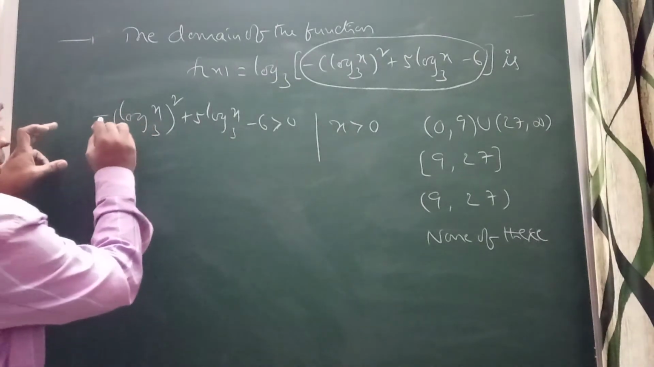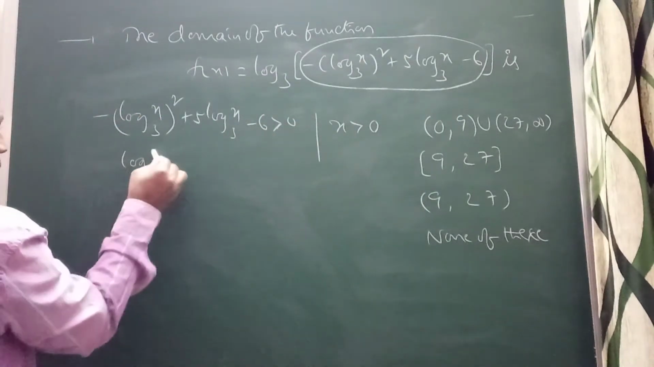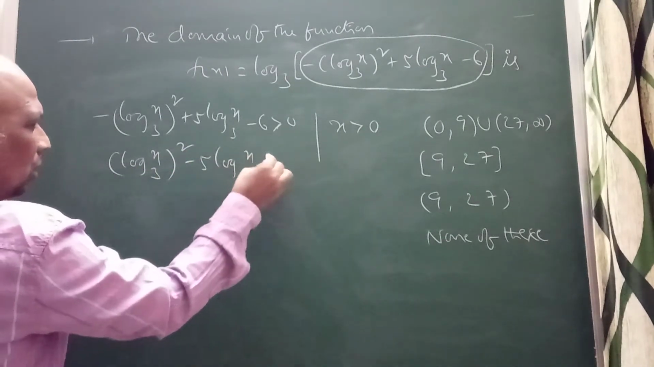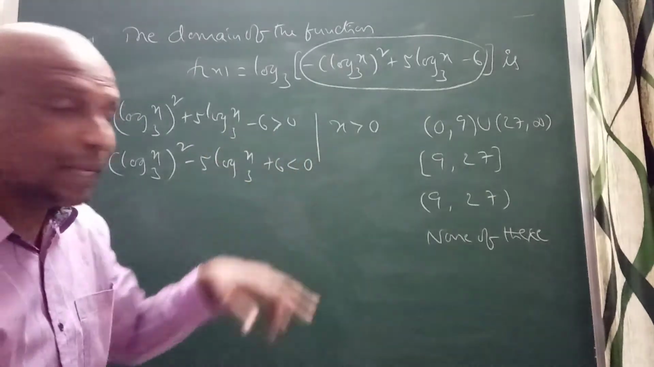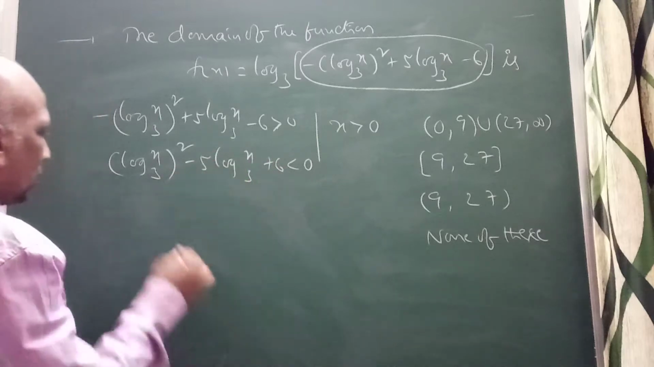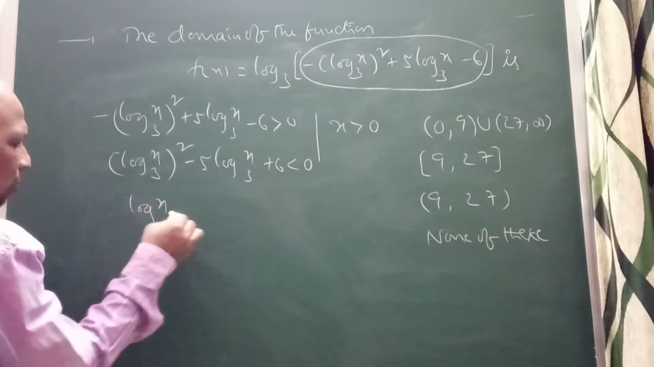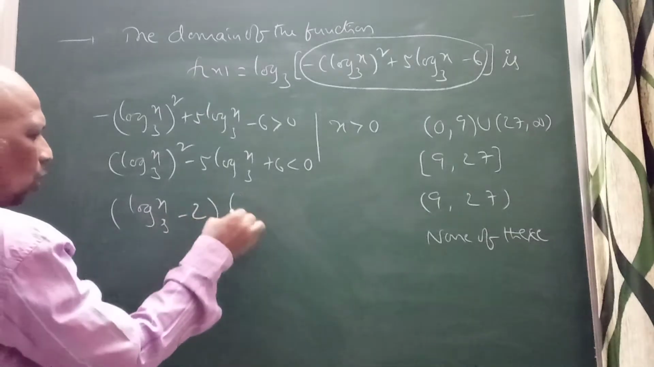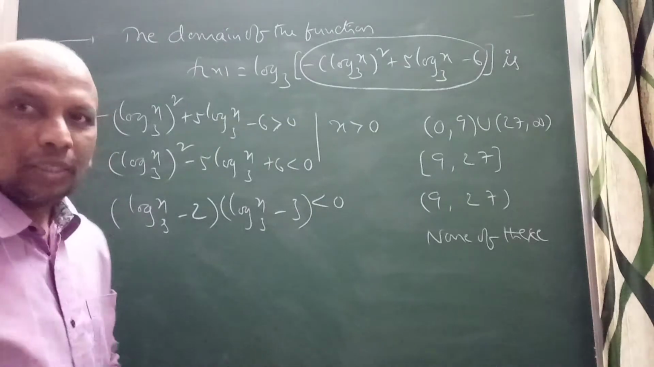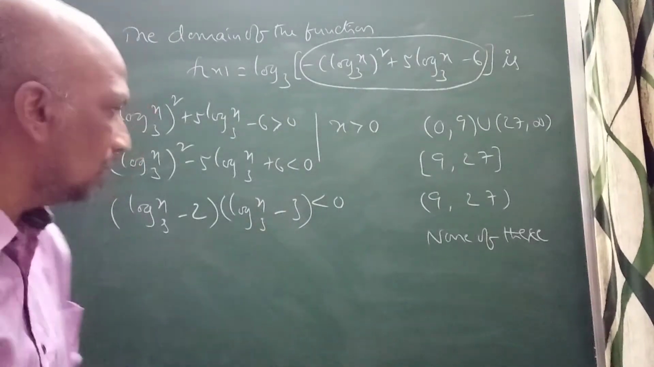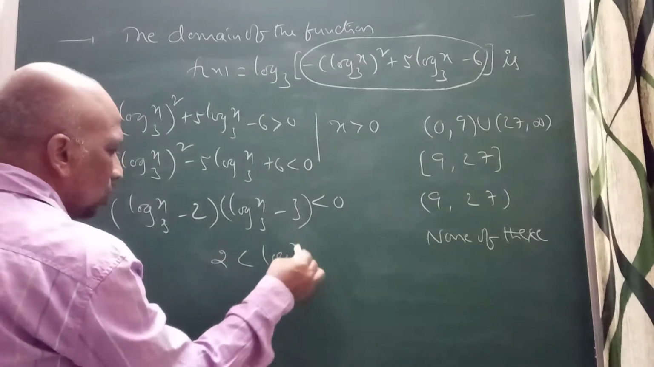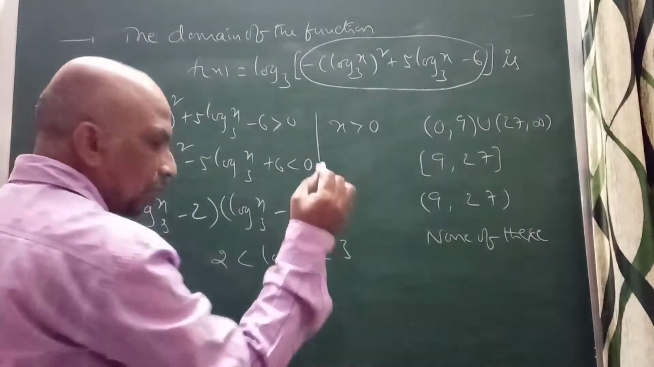Now if I multiply by the negative, this will become log x base 3 whole square minus 5 log x base 3 plus 6 less than 0. Multiply the negative on both sides. Now find the factors of 6: 3 twos. Then I can write log x base 3 minus 2 into log x base 3 minus 3 less than 0, right? That means log x base 3 lies between 2 and 3.